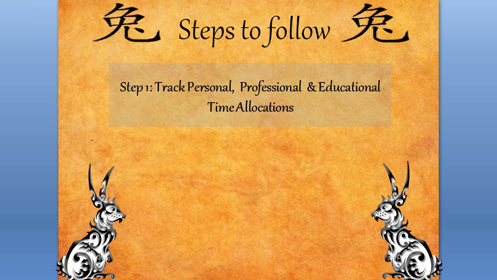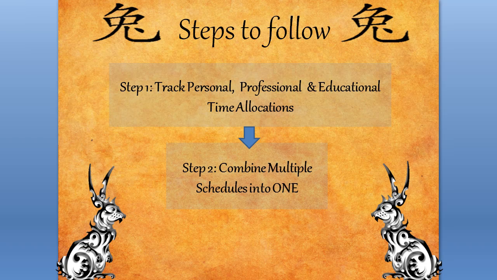The steps that we covered are 1. To track personal, professional, and educational time allocations. That way we know if there's any conflict that arises. Step 2, combine multiple schedules into one, not only on an individual basis, but as a family, or in a work environment, or in a school environment. And Step 3, review and revise.